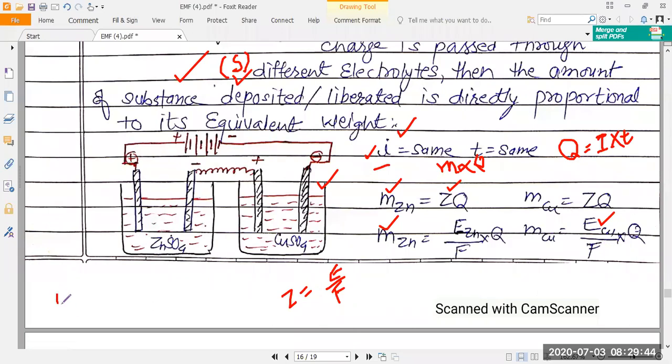And we know the value of Faraday: the value of 1 Faraday is equal to 96500 coulomb. The value of Faraday is 96500 coulomb. This is the value of 1 Faraday.